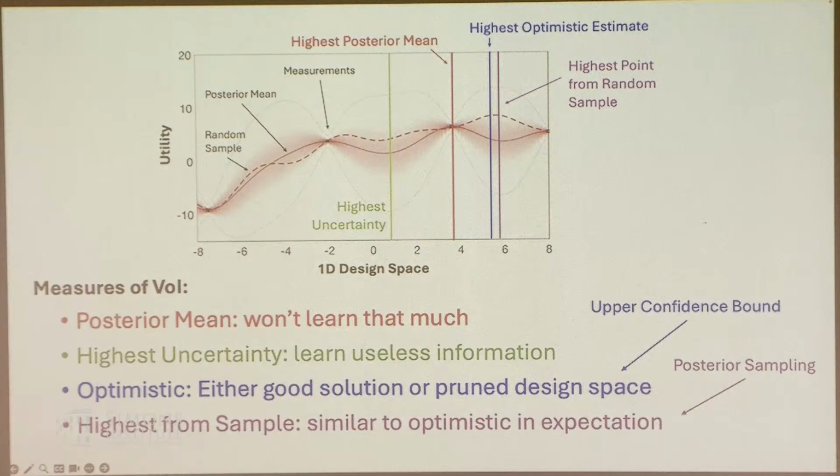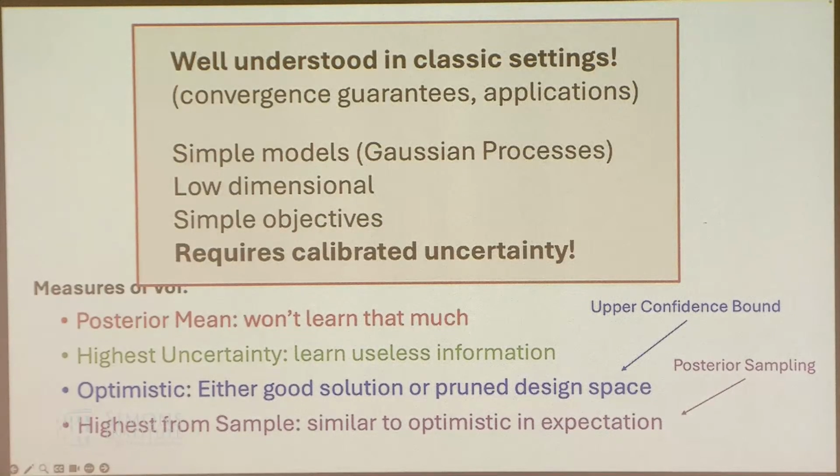And they're known in the literature, if you're not familiar. The blue one's called the upper confidence bound algorithm. The purple one's called posterior sampling or Thompson sampling. And these algorithms, UCB and posterior sampling, are very well understood in classic settings with convergence guarantees and being deployed in various applications. The types of applications that they've been successfully deployed in tend to be relatively simple, using relatively simple probabilistic models or Bayesian models, such as Gaussian processes, being applied to relatively low dimensional design spaces with relatively simple objectives, like just find the single best outcome.